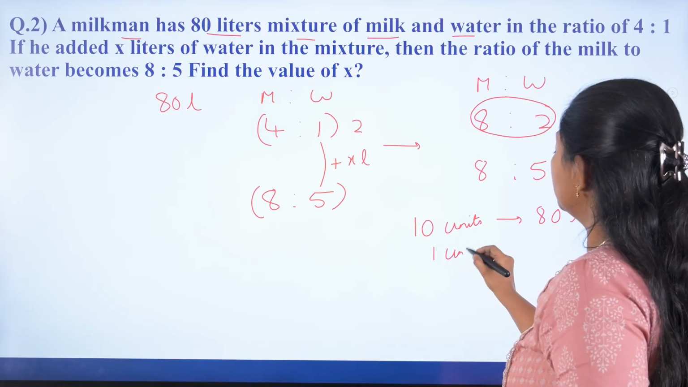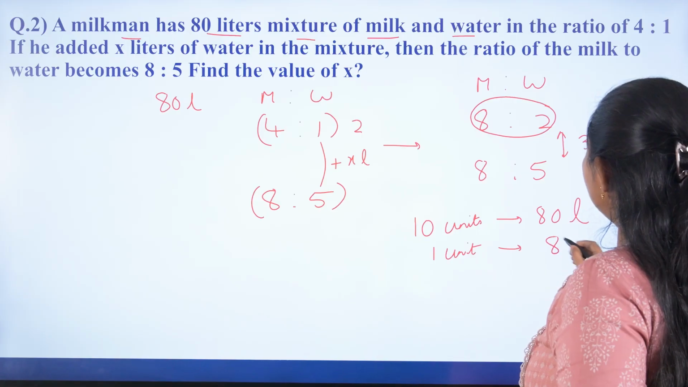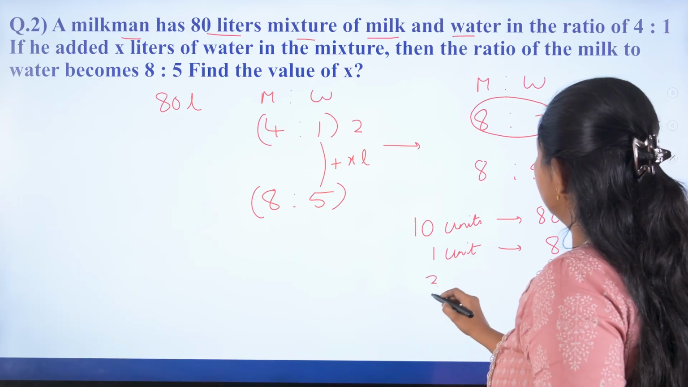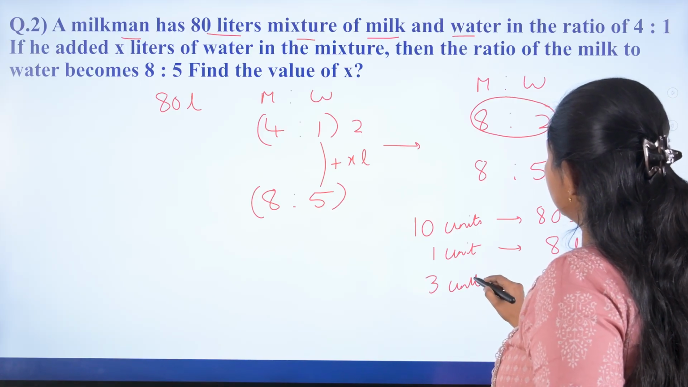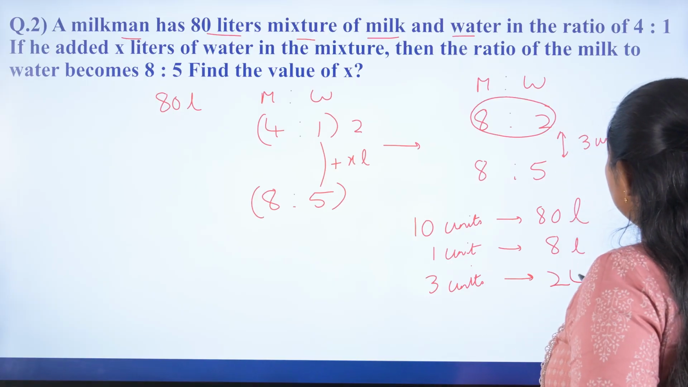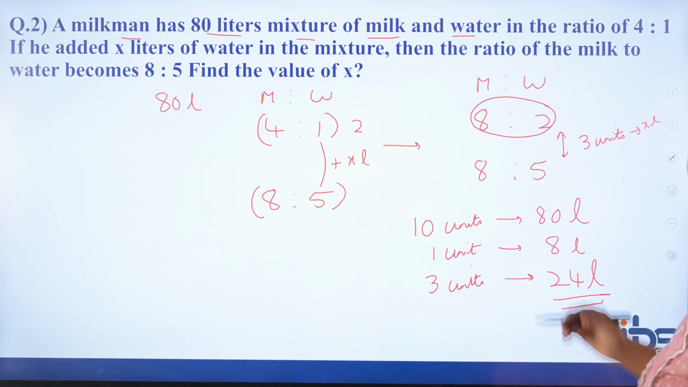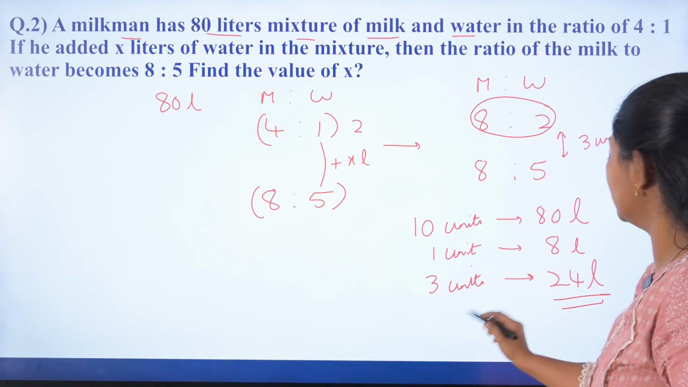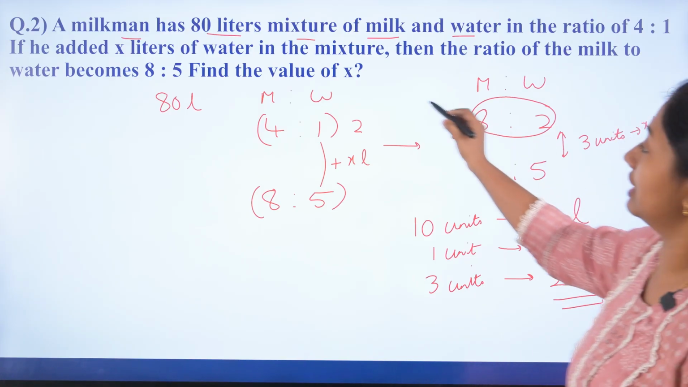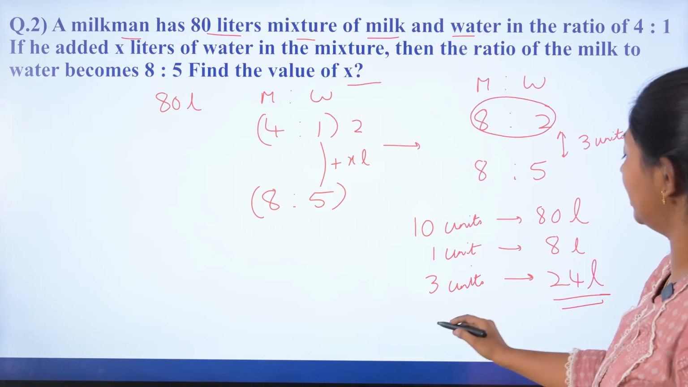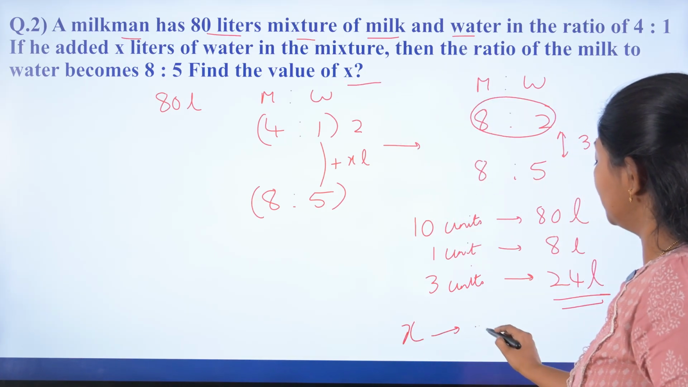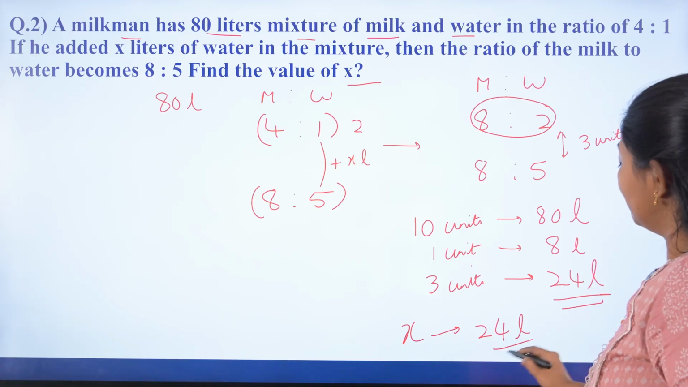So, what is 1 unit? 8 liters. So, how many units do we need? 3 units. So, 3 units is nothing but 8 into 3, 24 liters, that is nothing but equal to x liters. So, 3 units is nothing but equal to x liters. So, find the value of x. How much quantity are we adding? x is nothing but 24 liters we are adding.